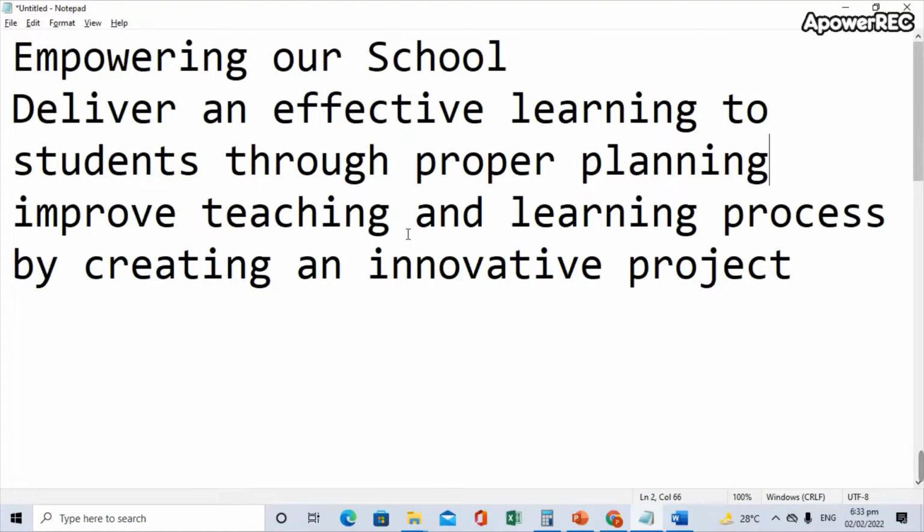It boosts the interest of our students and, of course, other stakeholders. And most importantly, it improves the learning achievement of our students. That is why it is very important to create a project. And also, we all know that we are now in high technology revolutions. So it's really important for us to make an innovative project for our school.